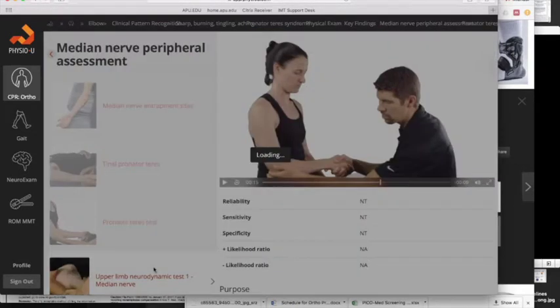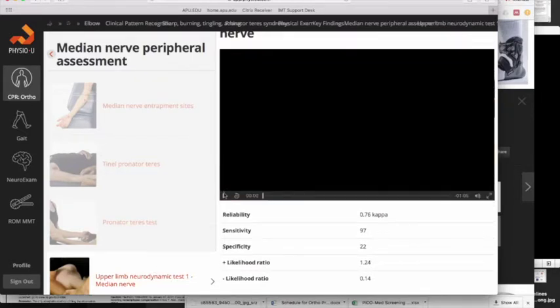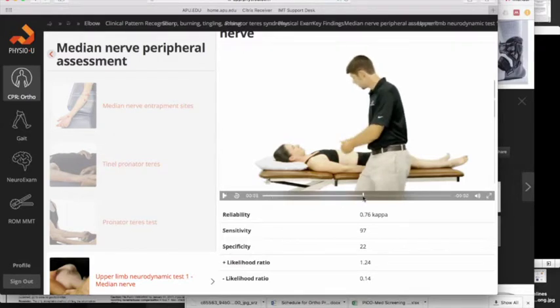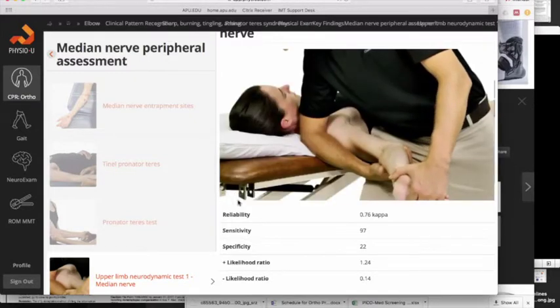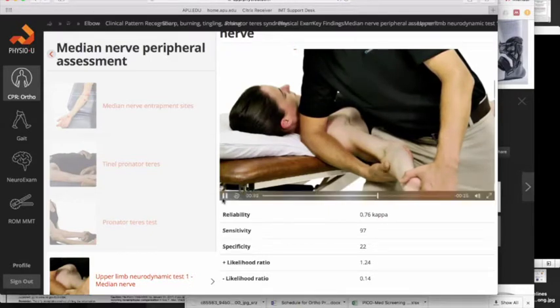And finally, we do an upper limb neurodynamic test. You can see that here. Legs fully extended, both arms fully extended, and the cervical spine in neutral. Tension, as well as the reproduction of symptoms. What's reproduction?